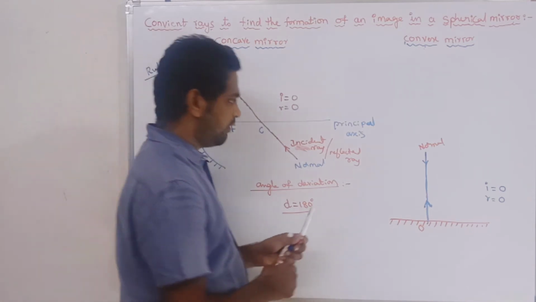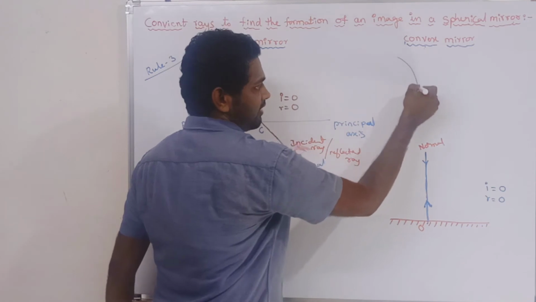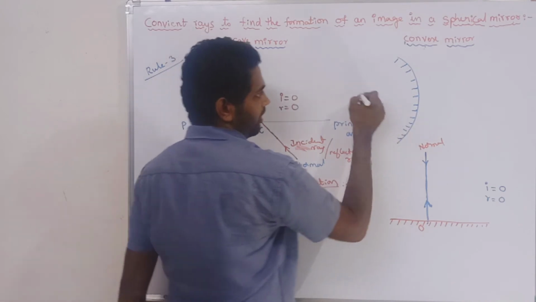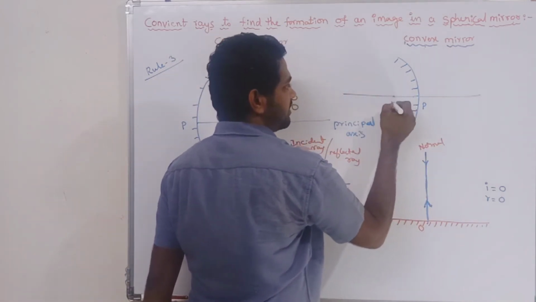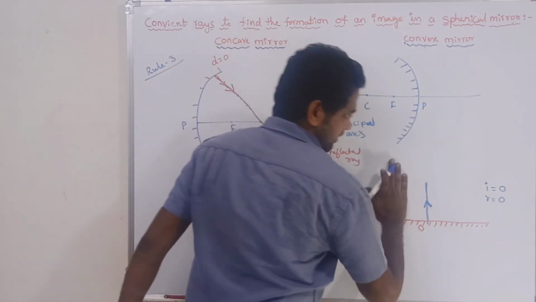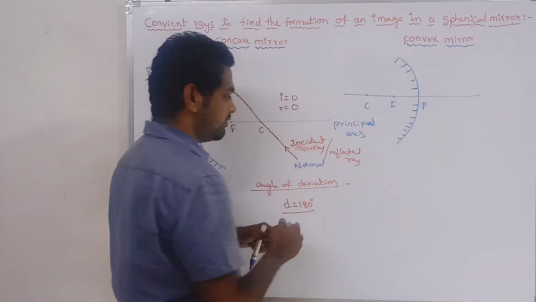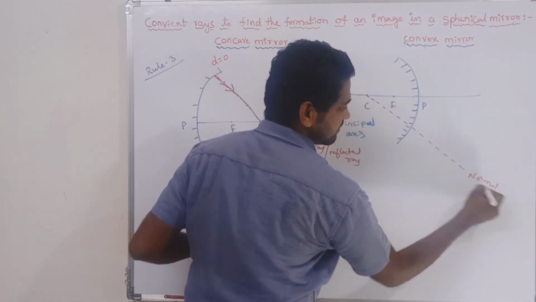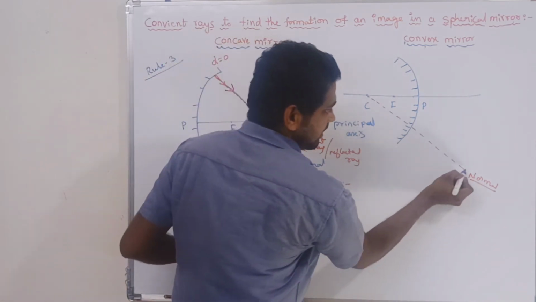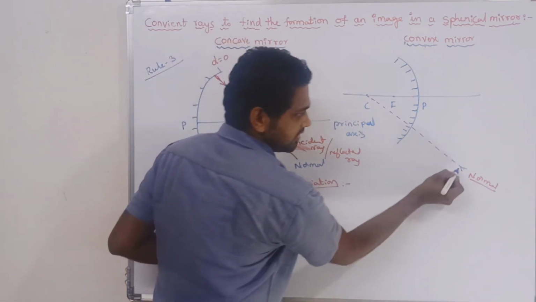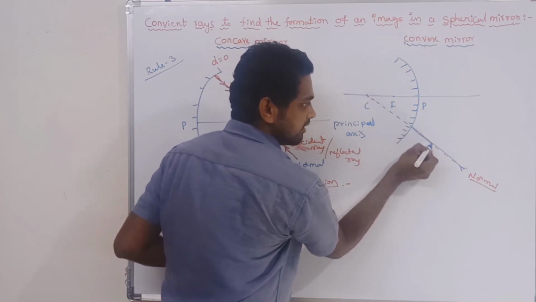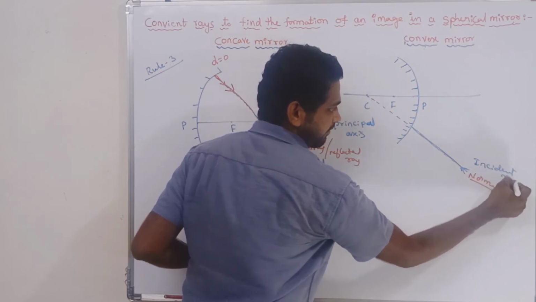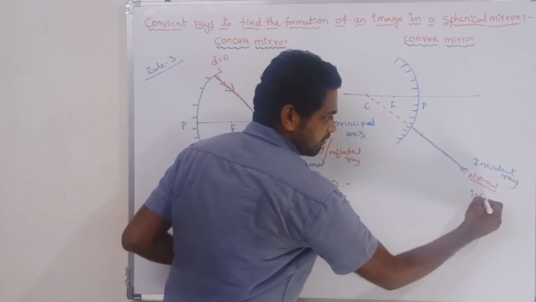Clear children? Now I am going to take the incident ray which is passing in the direction of the center of curvature in case of a convex surface. So this is the normal which I had taken in case of a convex surface. Now you should take the incident ray along the direction of the normal. This is the incident ray which is passing along the direction of the normal. So this is our incident ray. Clear? So the angle of incidence will be equal to 0.